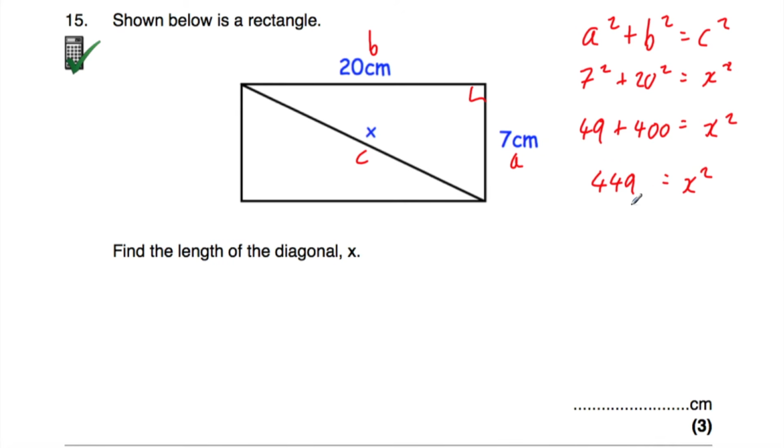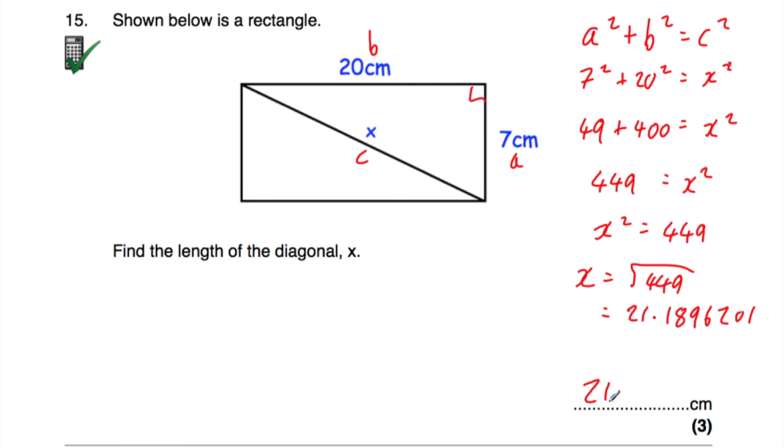So x squared is equal to 449. So we're going to get that x is equal to the square root of 449, and that's equal to 21.1896201. And let's just write that to 2 decimal places. That'll be 21 point, and we've got 189, so we'd round up to 21.19 centimeters. So the length of the diagonal of this rectangle would be 21.19 centimeters to 2 decimal places, and that's it.